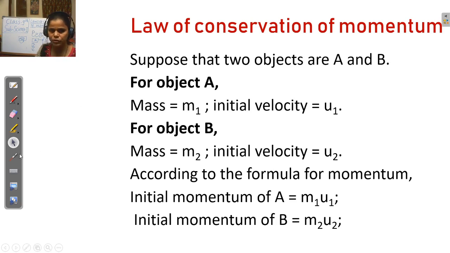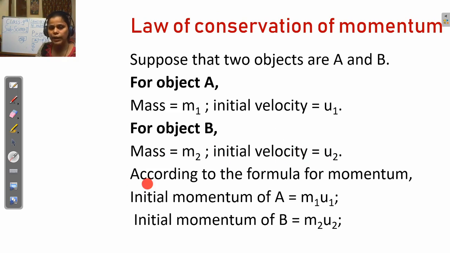write the assumption first. Let's consider, suppose that here are two objects A and B. For object A, mass is m1 and the initial velocity we denote by the symbol u. So for object A, the initial velocity is u1. And for object B, the mass is m2 and the initial velocity is u2.